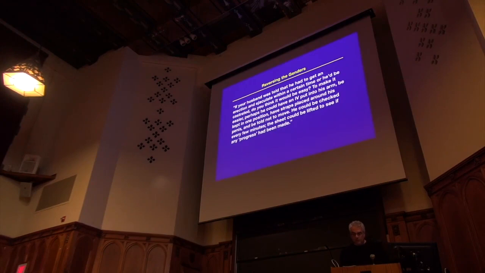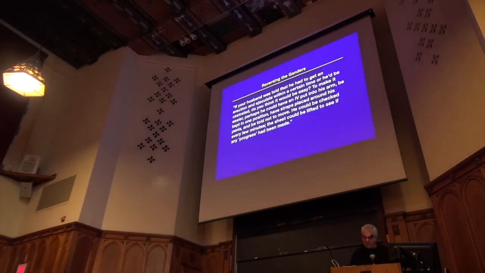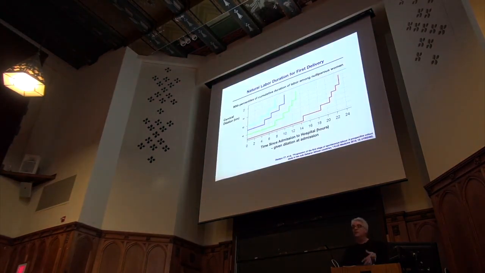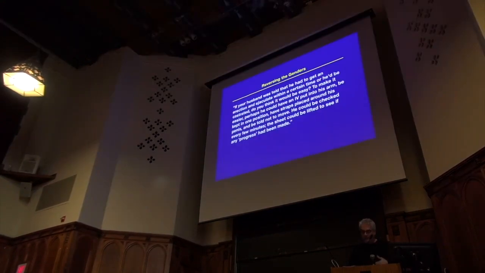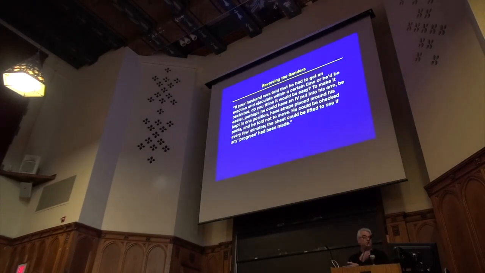Now, contrast what we have just seen of how we treat women's bodies, when we're talking about menstruation and delivery and so forth, with how we treat men's bodies. And Martin gives this example of reversing the gender. She says, if your husband was told that he had to get an erection and ejaculate within a certain time, or he'd be castrated to remove the sperm, do you think it would be easy?